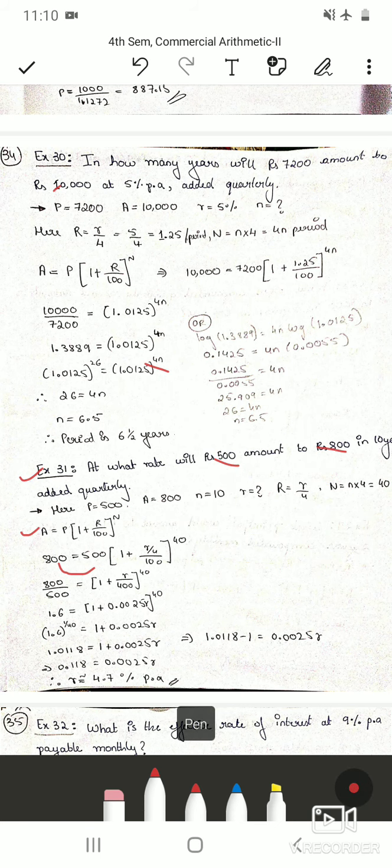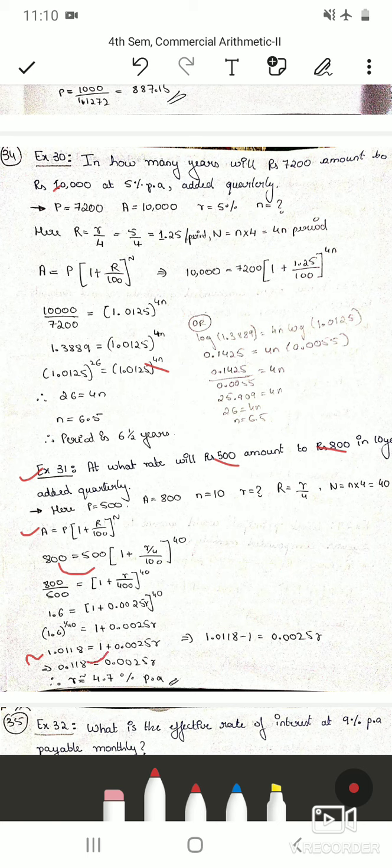This is explained in previous problems, or else again you can go for the shortcut method, that is press 1.6 and then press the root symbol 12 times. Then for the answer you have to subtract 1 and then multiply by 1 by 40, and whatever this value is, add 1 and then press multiply and equal to sign 12 times. You will get the answer as 1.0118. So 1.0118 equal to 1 plus 0.0025R.